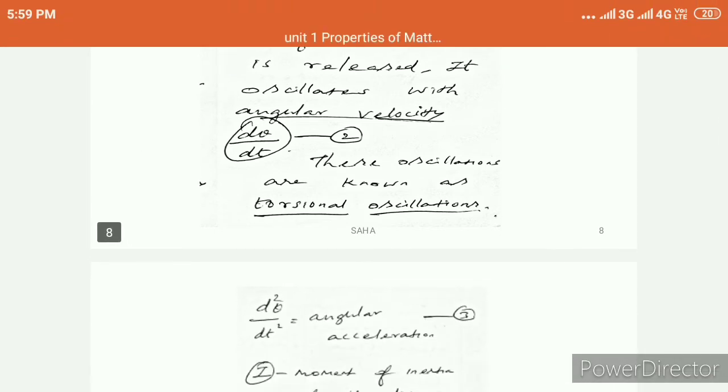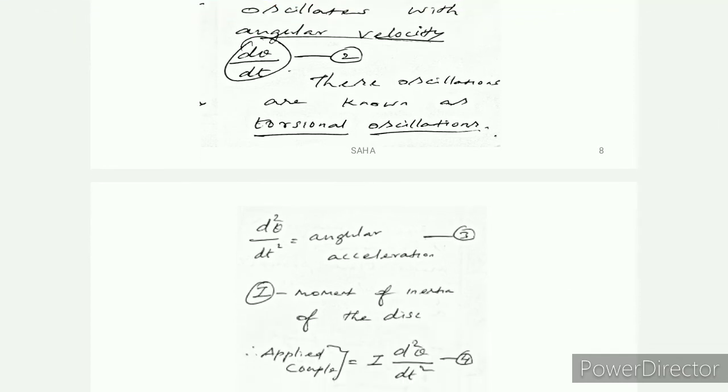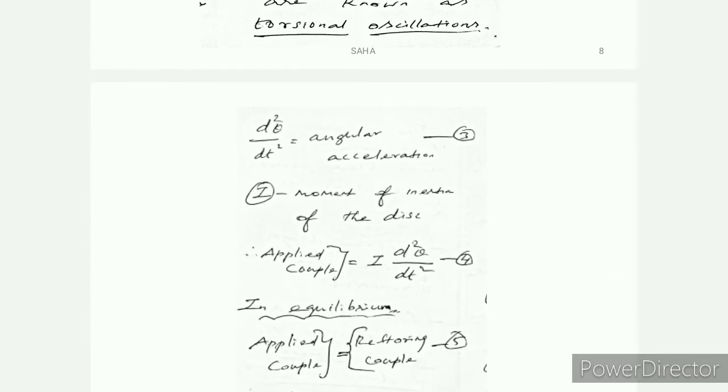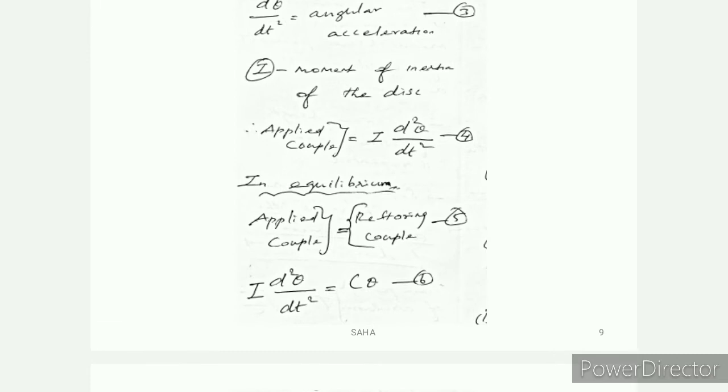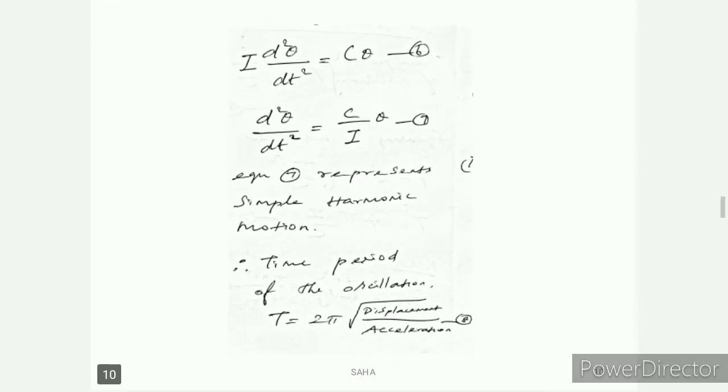d squared theta by dt squared is the angular acceleration. I is the moment of inertia of the disc. So the applied couple is equal to I d squared theta by dt squared, that is equation 4. In equilibrium, the applied couple is equal to the restoring couple, that is equation 5. Applying the values, I d squared theta by dt squared is equal to C theta. Cross multiplying, d squared theta by dt squared is equal to C by I theta, that is equation 7. Equation 7 represents simple harmonic motion.